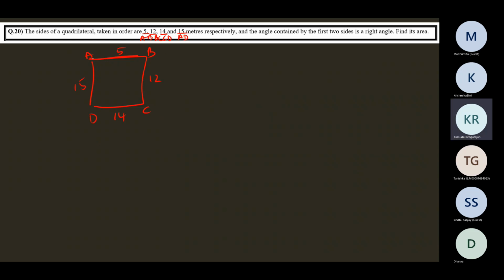So the first side AB is 5. The second side BC is 12. The third side CD is 14. And the fourth side AD or DA is 15. Now the angle contained by the first two sides is a right angle. Which are the first two sides? AB and BC. This is 90 degrees. The angle contained by the first two sides is the right angle.